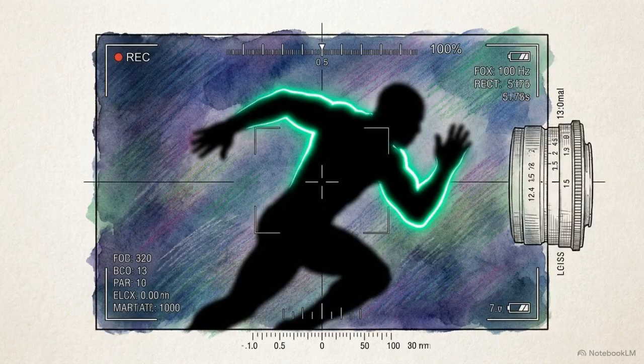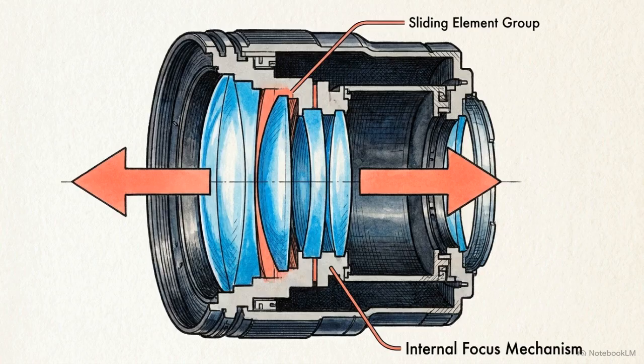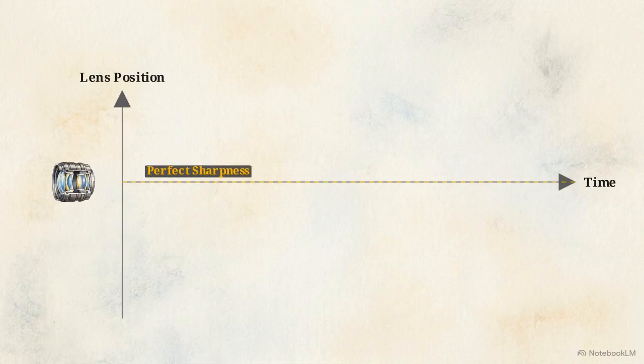The camera didn't know where the runner was in space. It just knew that sharp edges have high contrast, so it would drive the lens forward and backward, checking the image over and over to see if it looked sharper. This chart shows how that lens position changes over time.